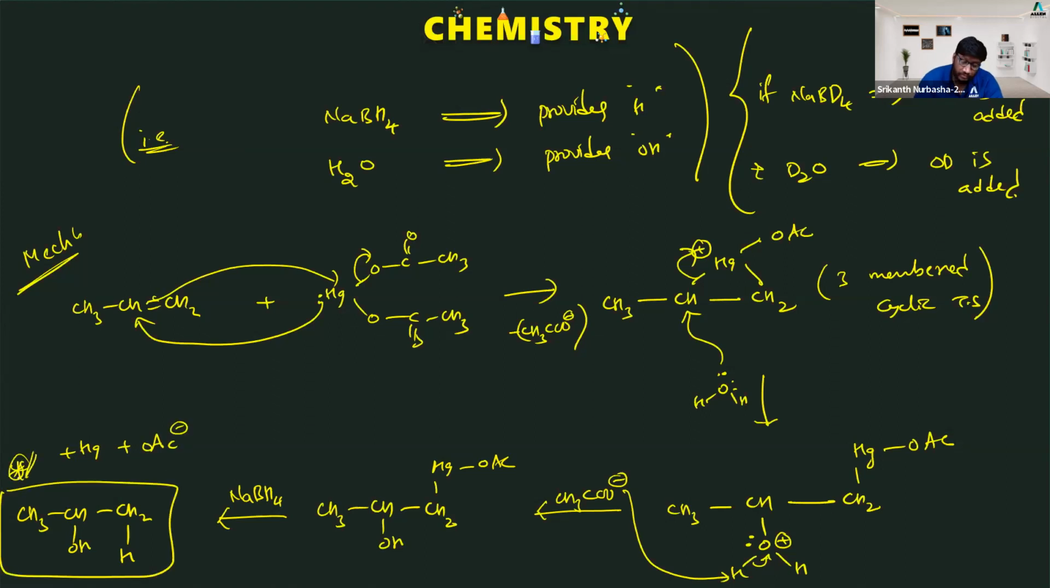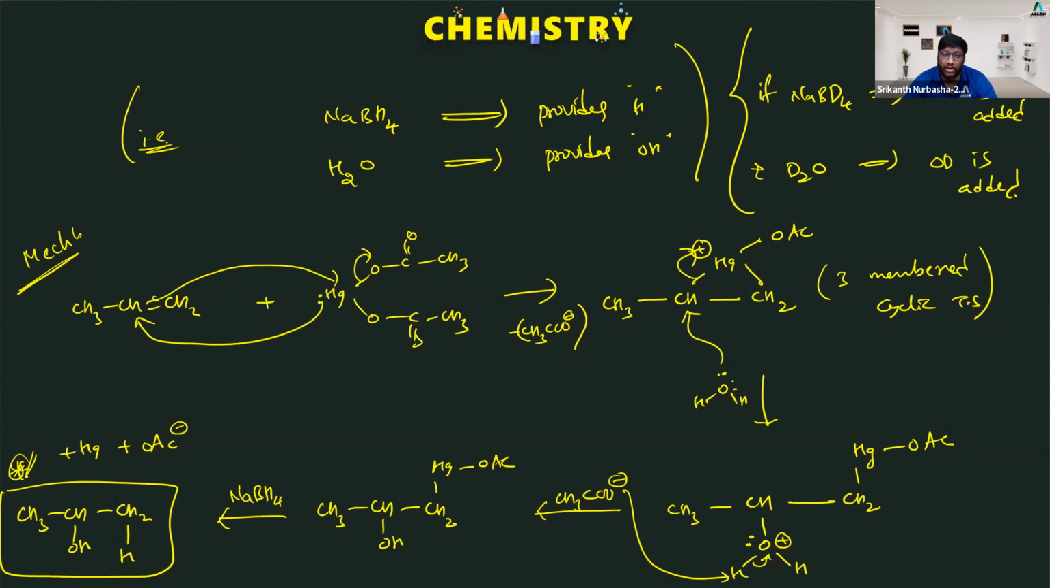Everyone got this or not? Yes, sir. So no rearrangements are possible, no ring expansions are possible, because the three-membered cyclic transition state is present. That is the intermediate stage, not the carbocation.